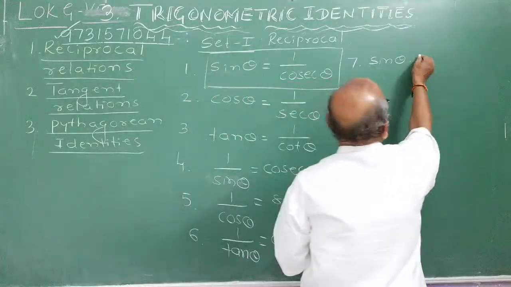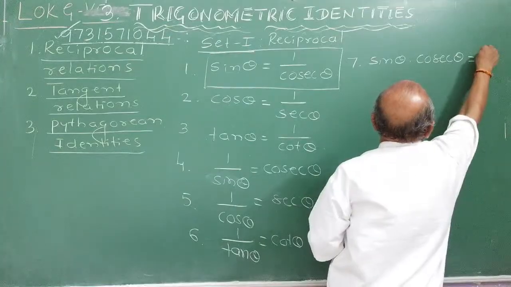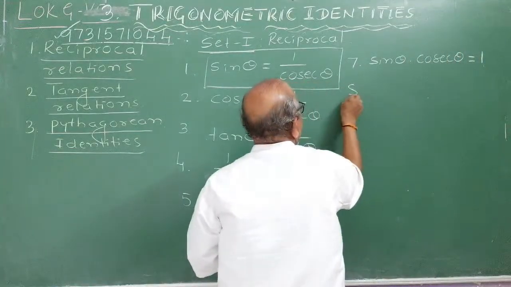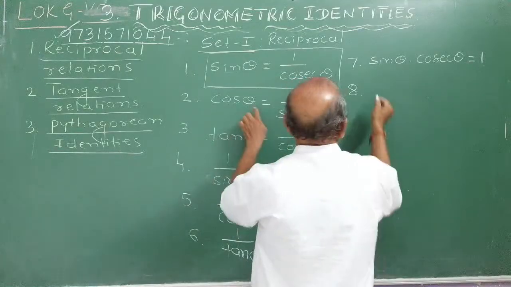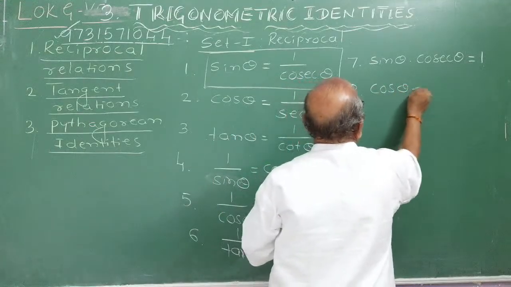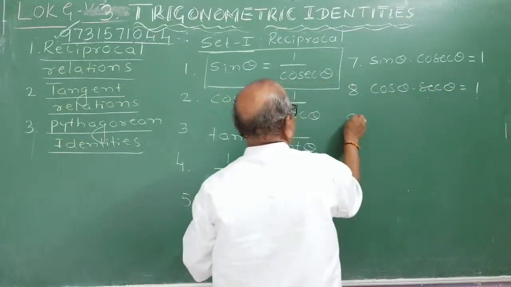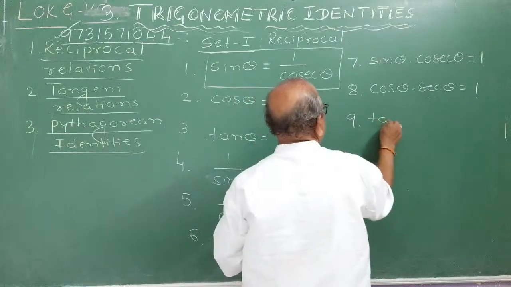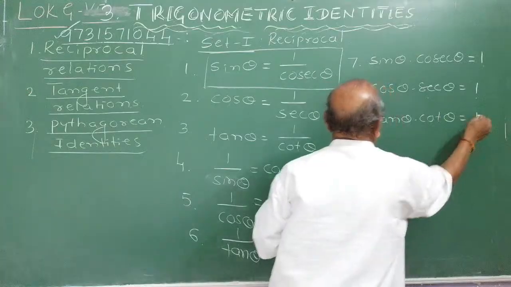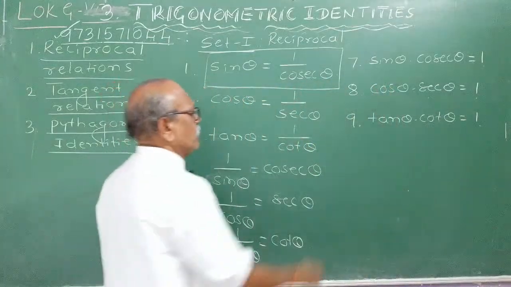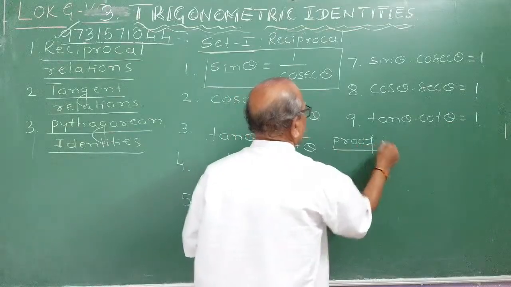Therefore, sin theta into cosec theta. Time based quizzes will be there. Sin theta into cosec theta is equal to 1. Consider it as another identity. Similarly, cos theta into sec theta is equal to 1. Then the 9th one is tan theta into cot theta is equal to 1. If you are asked to prove these, I will show just one proof.